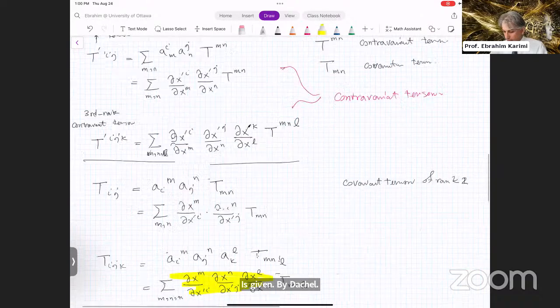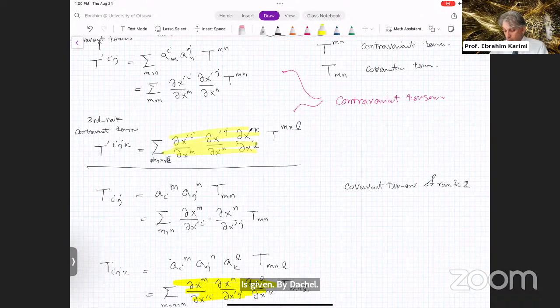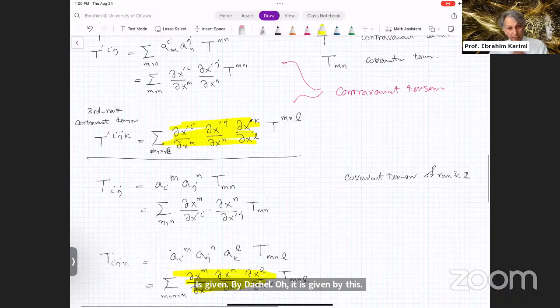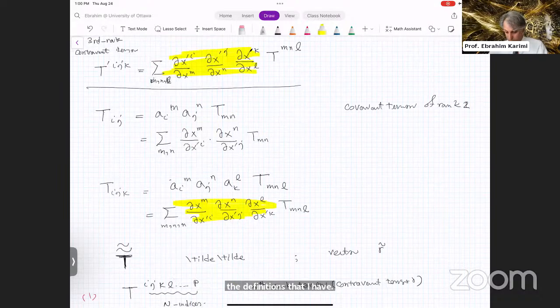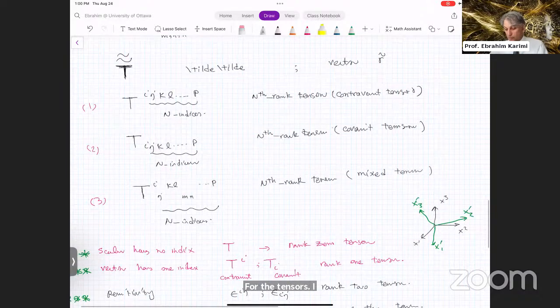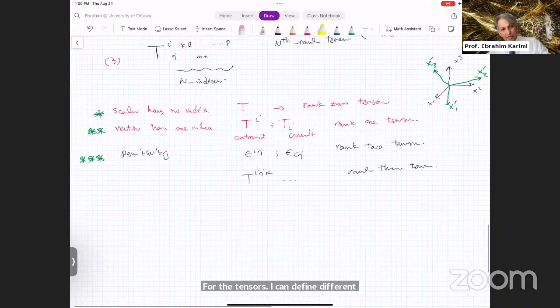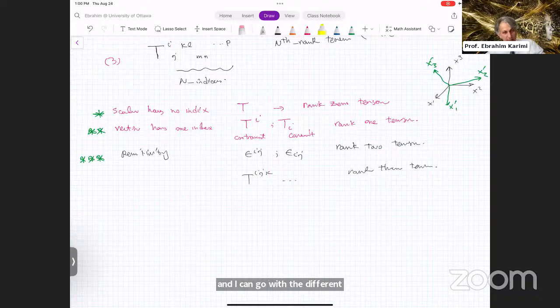Or it is given by this rule. Those are the definitions that I have for the tensors. I can define different vector spaces and go with a different definition as well, and different metrics. So you will see that towards the end of this lecture. Is there any question, Vishnan?